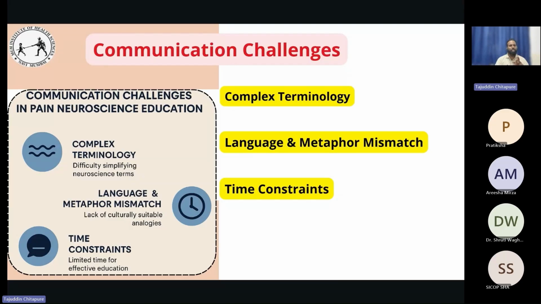Of course, there is the time constraint. Effective PNE often requires a 30 to 60-minute lecture, which is not always feasible in a busy outpatient setting, right? So you need to divide this. Weekly, you provide exercises for 6 days, and only 3 sessions you provide the educational session. So there are ways to find solutions for these barriers.